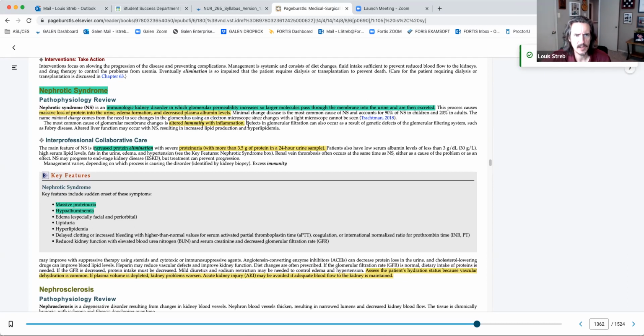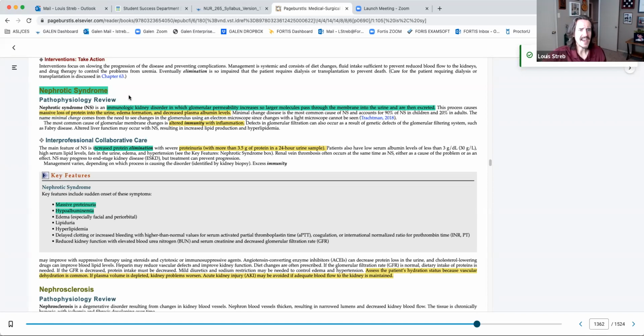Immunological kidney disorder in which the glomerular permeability increases, so large molecules pass through the membrane into the urine and are excreted. We're saying that's not what's supposed to happen. Your kidney is not supposed to have this permeability that it lets large molecules pass through. It's supposed to be very, very tight and not permeable, so it can catch what? Impurities.